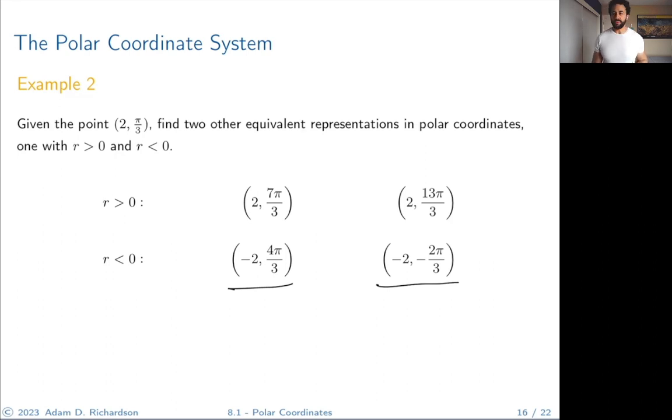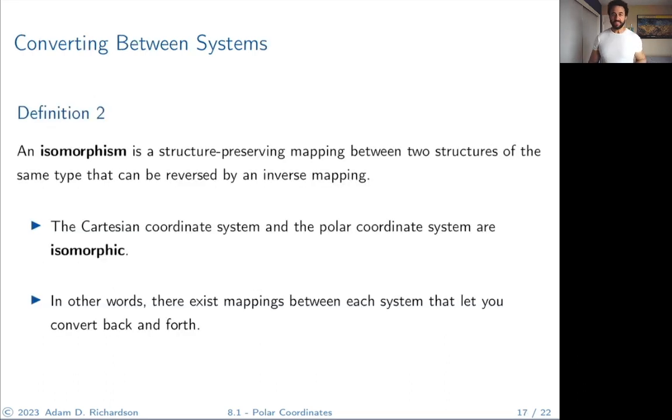All right, so now the next question is, we've got this new coordinate system. How do I convert between the two? How do I convert from Cartesian to polar and from polar to Cartesian? So to talk about that, we've got to get the definition of a high-minded concept, you could say, what an isomorphism is. An isomorphism is a structure-preserving mapping between two structures of the same type that can be reversed by an inverse mapping. Oof.